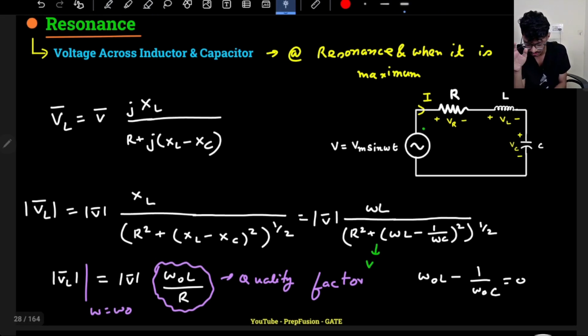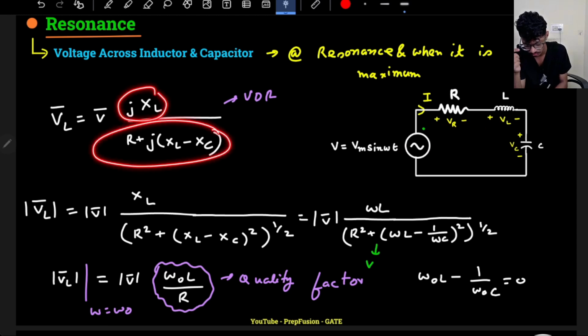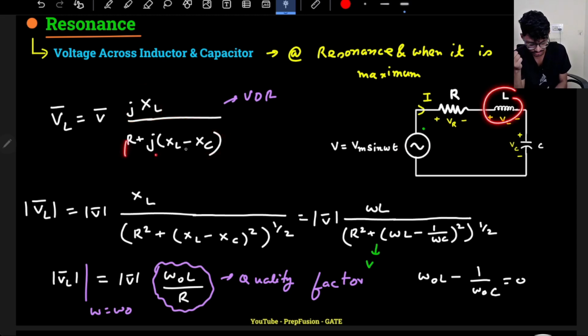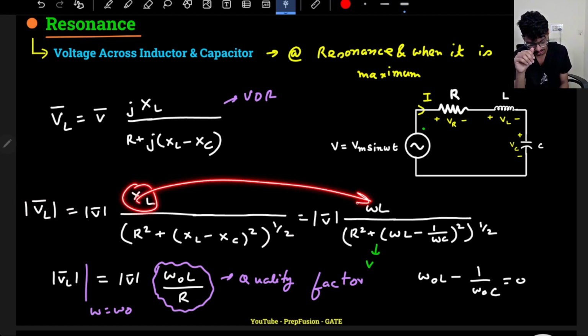So what we are doing is simply applying VDR, the voltage division rule, in phasors. Basically, I have this voltage source and all three elements are in series, so the voltage will be divided. I simply applied the voltage division rule: jXL divided by R plus j(XL minus XC). So the magnitude of VL equals the magnitude of V times XL divided by the square root of R squared plus (XL minus XC) squared. I'm only concerned about the magnitude, not the phase. If I break XL down, it is omega L, and XC is 1 by omega C.